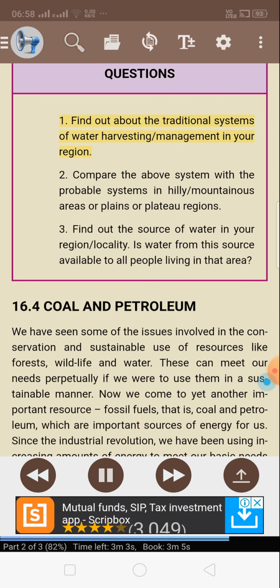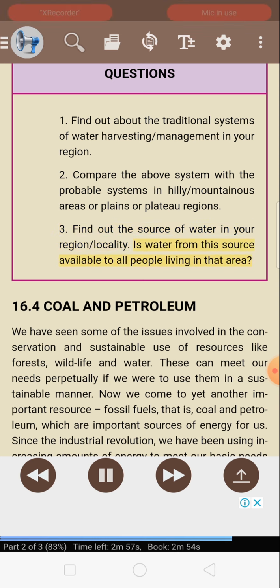Questions. 1. Find out about the traditional systems of water harvesting management in your region. 2. Compare the above system with the probable systems in hilly, mountainous areas or plains or plateau regions. 3. Find out the source of water in your region, locality. Is water from this source available to all people living in that area?